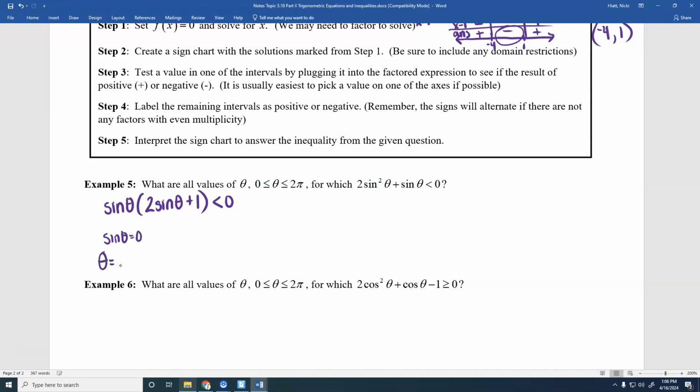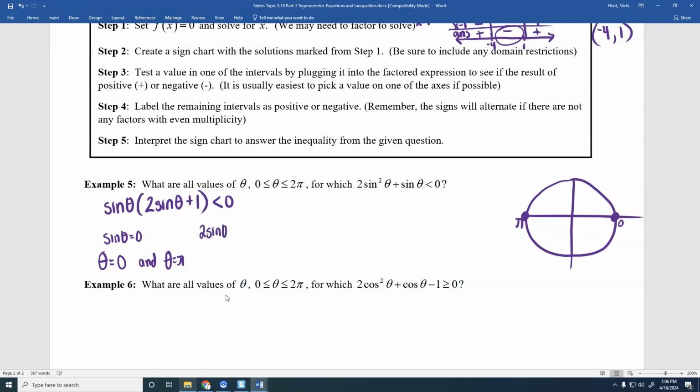So sine of theta would equal 0. Where does sine equal 0? I'm going to draw a unit circle over here because we'll need it. Sine will equal 0 at 0. And I think I heard somebody say at pi. Right, so those are 2 places where we know we're going to have 0 as our value. Then I would do 2 sine theta plus 1 equals 0. That's going to be 2 sine theta equals negative 1. I'll divide by 2. Looking for where sine of theta equals negative 1/2.